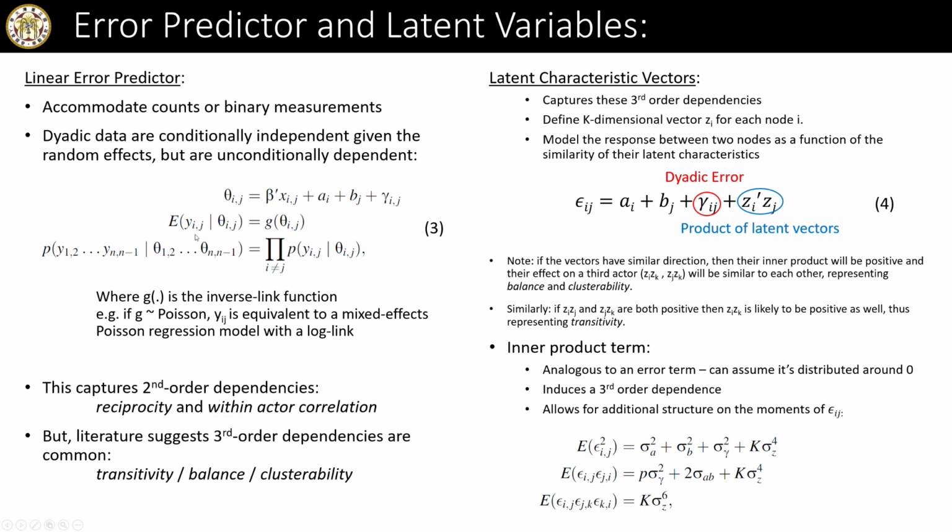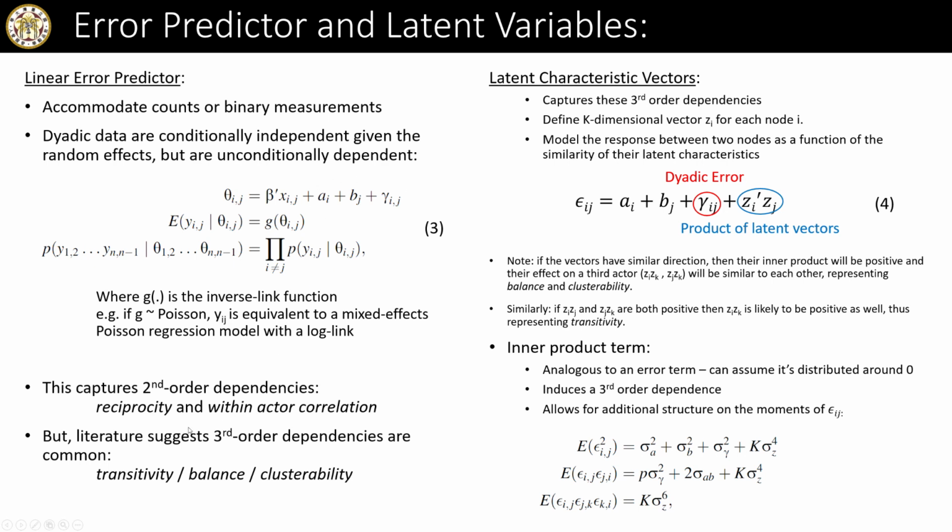Our likelihood function then becomes the likelihood of all of our observations given these parameters, which is the product of the individual likelihoods. For example, if function g is Poisson distributed, then y sub ij is equivalent to a mixed effects Poisson regression model with a log link. So this model allows us to capture second order dependencies, including reciprocity and within actor correlation in these random effects.